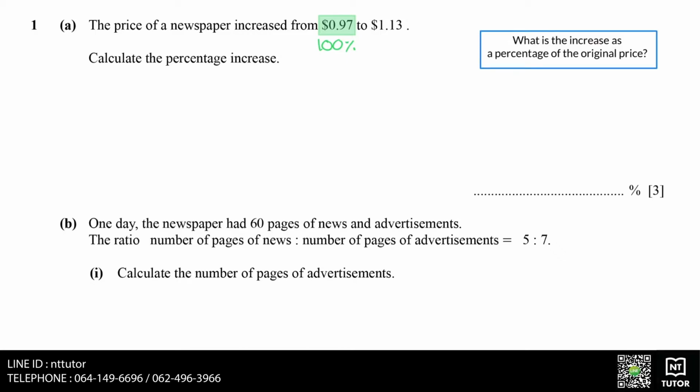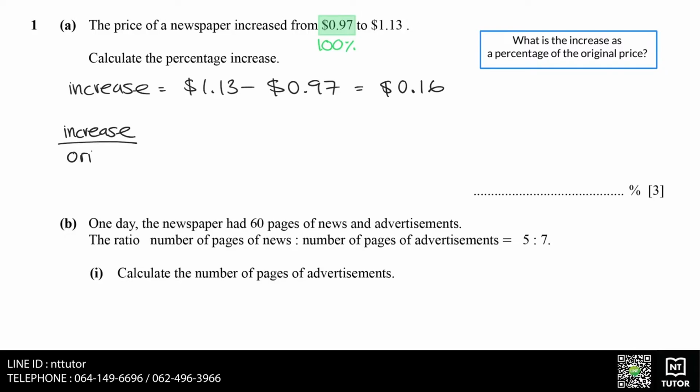of the original price, which is $0.97. The increase in price is the difference between the old price and the new price. And to find the increase as a percentage of the original price, we can do the increase divided by the original price multiplied by 100.